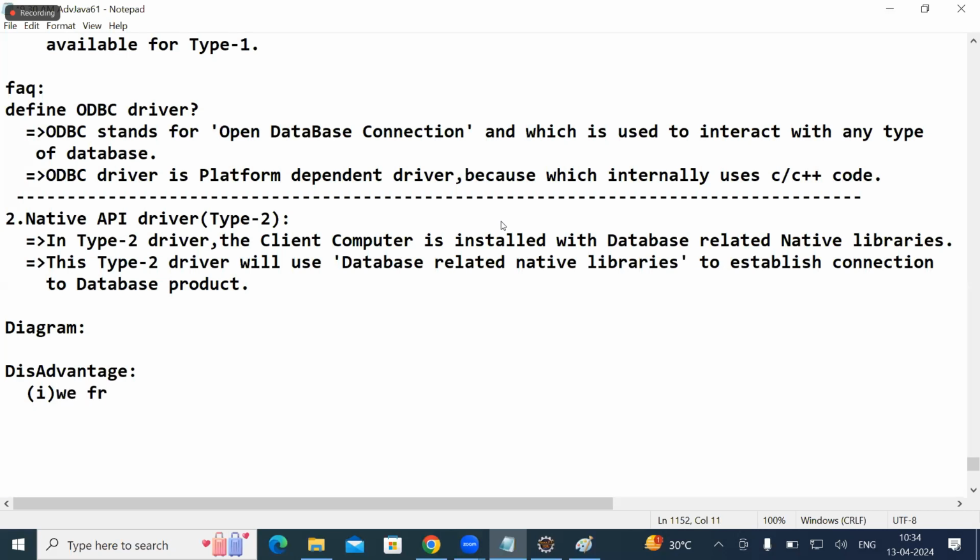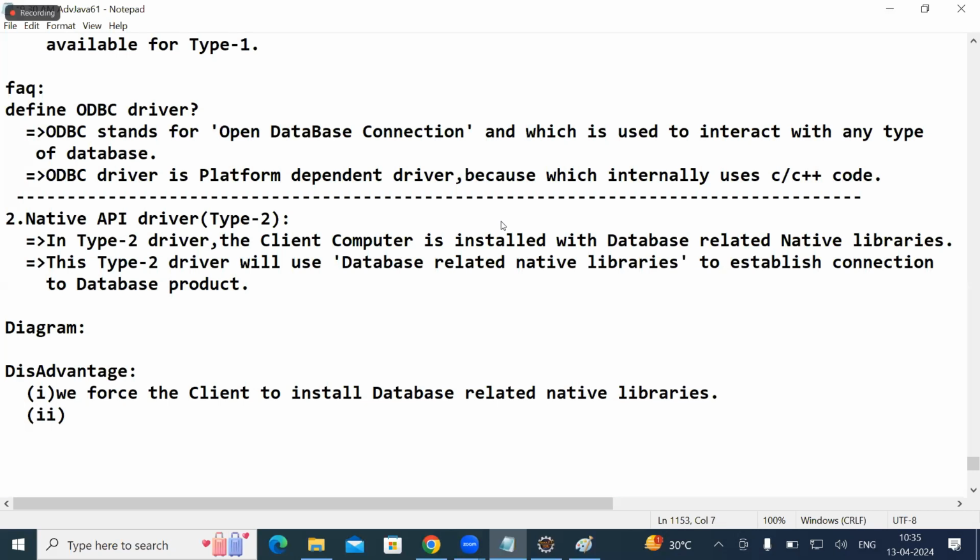Disadvantage: we force the client to install database related native libraries. If you want to interact with our application, he has to download the database related libraries and install it. That's it. Means we are making the client install it.